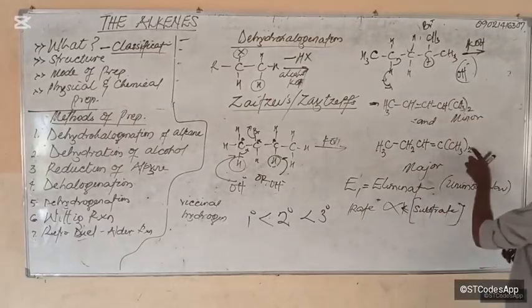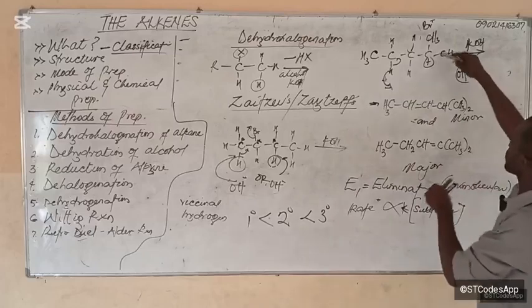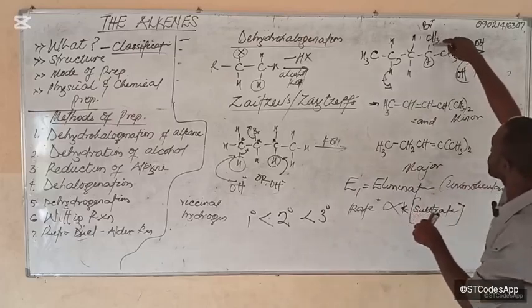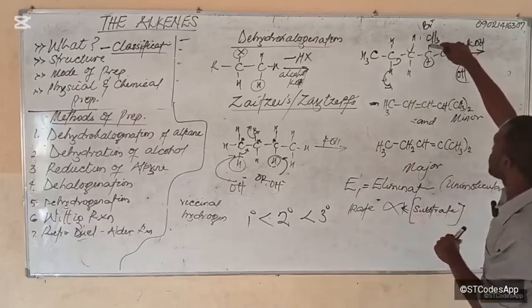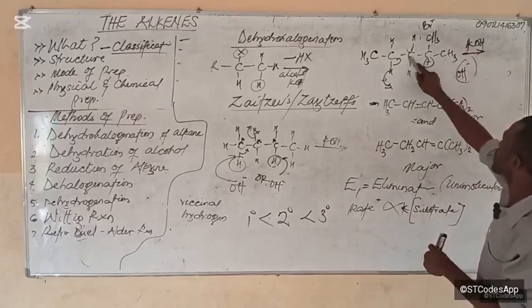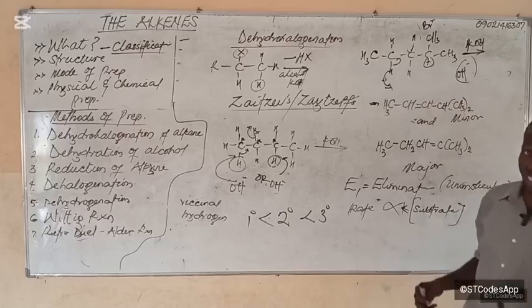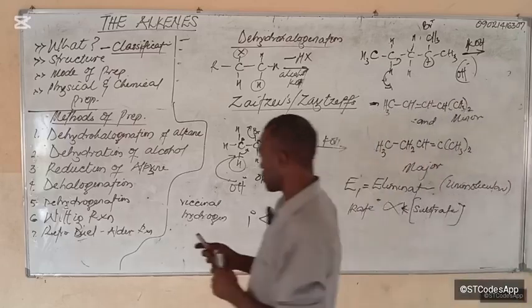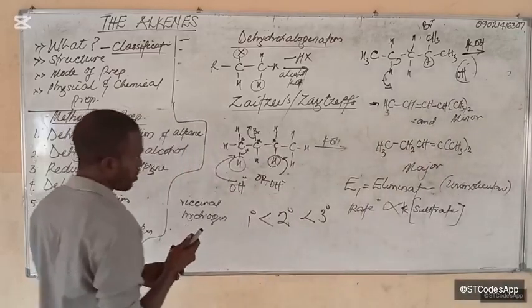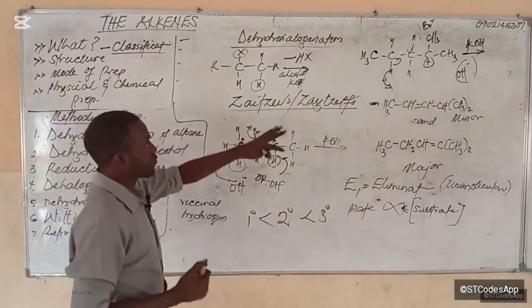Okay, so the name of our compound is going to be what? 2-methyl, 1, 2, 3, 4, 5, pent-2-ene, okay? 2-methylpent-2-ene. Alright, so that is that for Saytzeff rule.